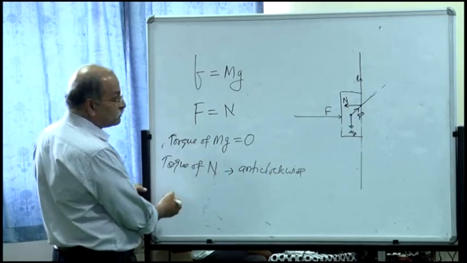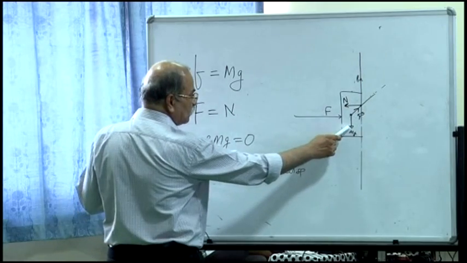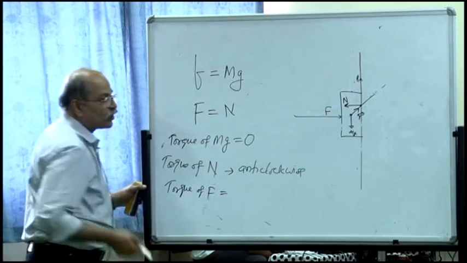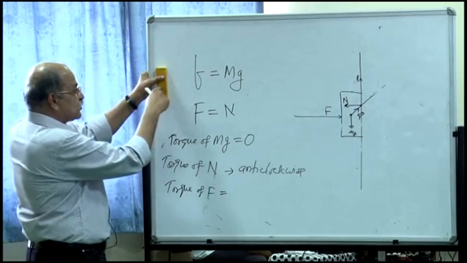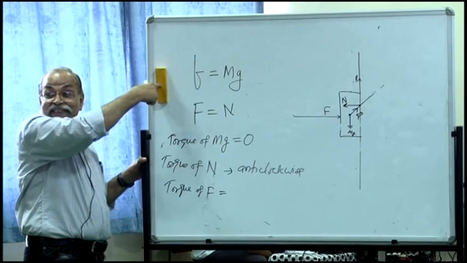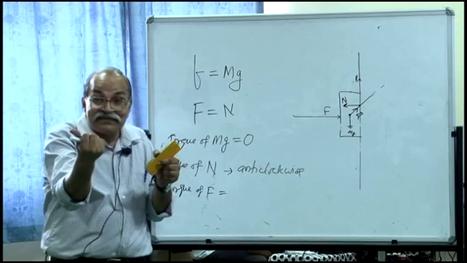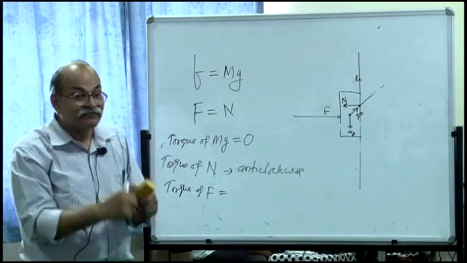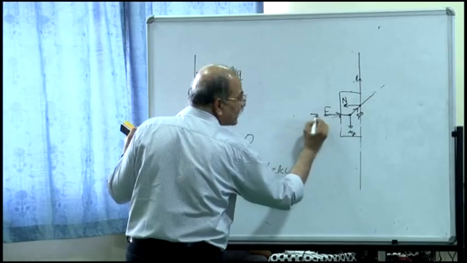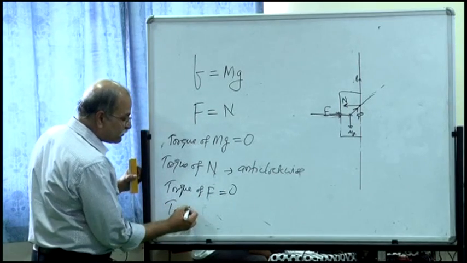Then torque of capital F. What did I write? Torque of mg is 0, torque of N I have written, there are two more. Torque of F, so remember the physical situation. This is capital F, and the origin is at the center of the duster. So what is the torque? 0. R vector and F vector are along the same line. I am right at the center, so this is 0.